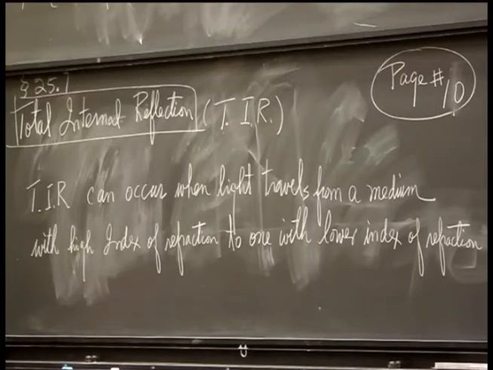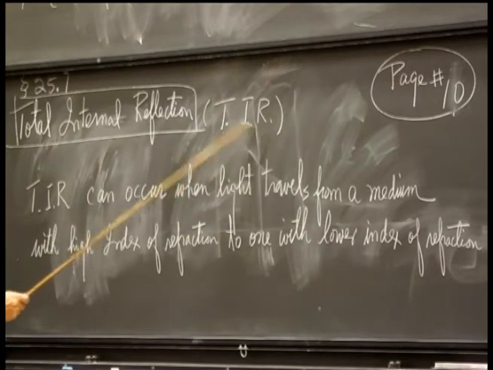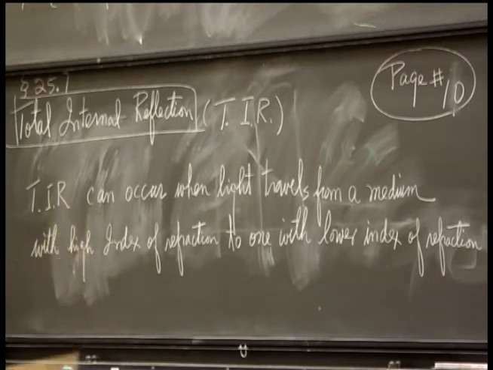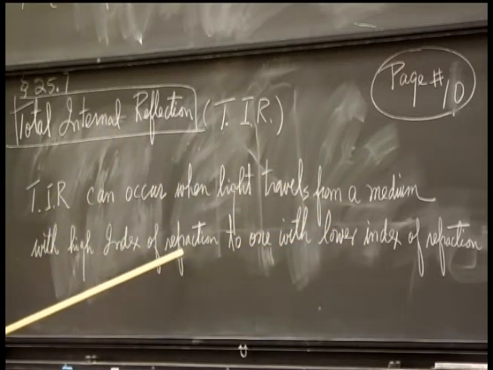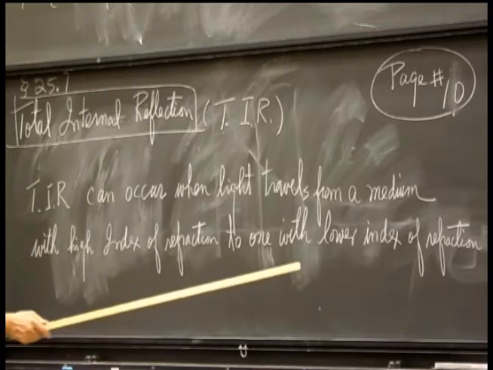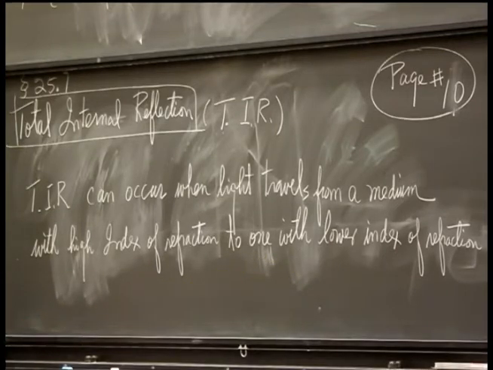The last two sections of chapter 5 are about total internal refraction, and then fiber optics. Ladies and gentlemen, total internal refraction has a short name. It means TIR. Total internal refraction, or TIR, can occur when light travels from a medium with a high index of refraction to one with a lower index of refraction.